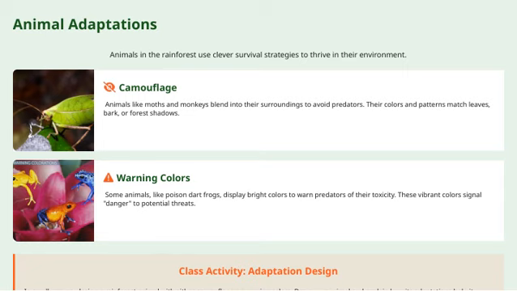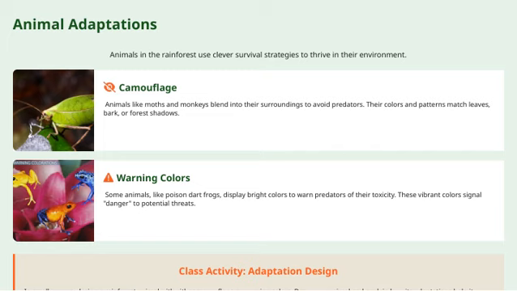One key adaptation is camouflage. For example, animals like moths and monkeys can blend into their surroundings. Their colors and patterns match leaves, bark, or even the shadows of the forest, helping them avoid predators. Another fascinating adaptation is warning colors. Some animals, such as poison dart frogs, have bright, vibrant colors. These colors serve as a warning to predators that they are toxic or dangerous. It's like a built-in alarm system to keep potential threats at bay.